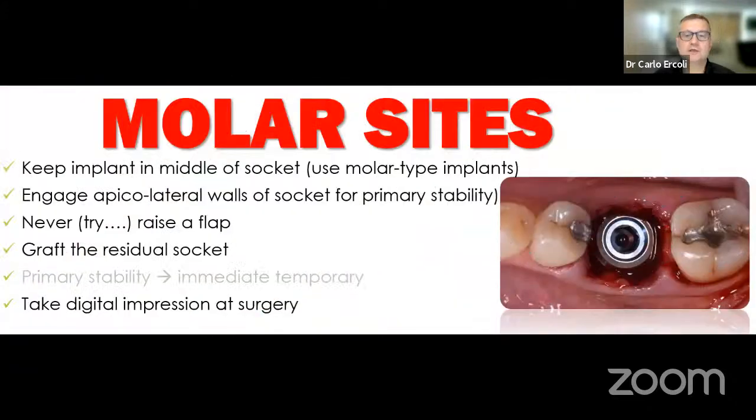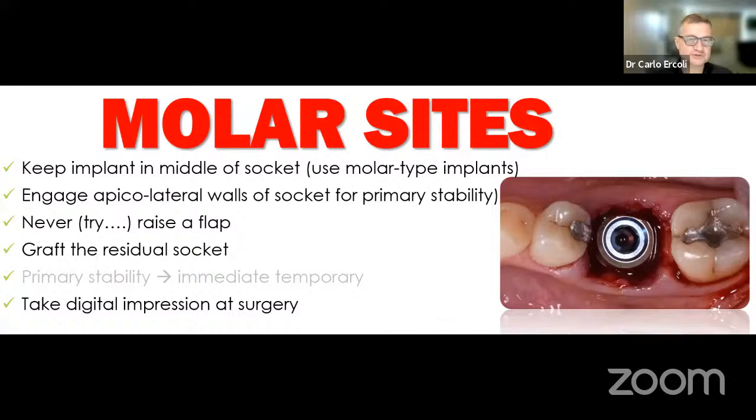So then, what are the do's and don'ts in the posterior side in terms of immediate implant? You always want to keep the implants in the middle of the socket and use a molar type of implant so that you can achieve your primary stability. You want to engage the apical lateral walls of the socket for primary stability. More often than not it will be the lateral walls, and very rarely actually a component of apical bone. You never, or at least try not to, raise a flap. There is no need for it, especially if you have cross-sectional imaging, because you want to maintain the soft tissue vascularity that's provided to the bone as well.